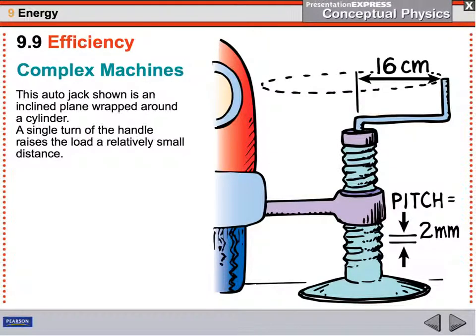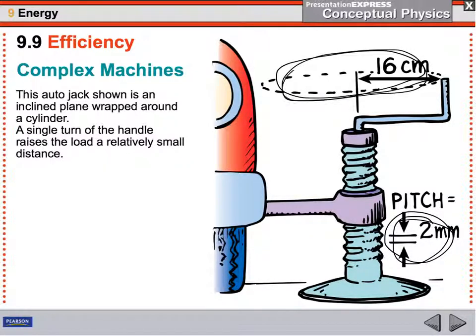Now you have complex machines. This auto jack shown is an inclined plane wrapped around a cylinder. As it goes around, you turn it and it basically jacks up the car. It moves a very small distance here, 2 millimeters, and you have something that turns in a circle around and around to jack up the car.